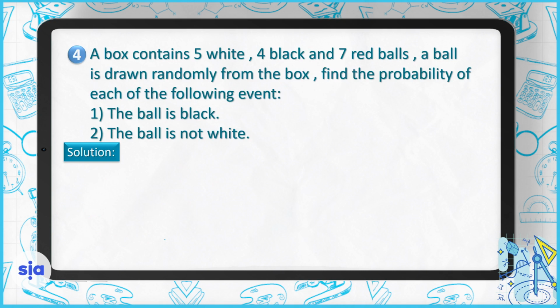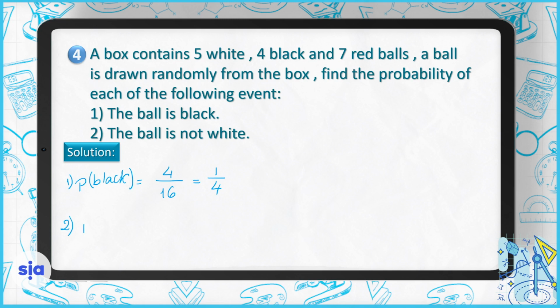Question 4, a box contains 5 white, 4 black, and 7 red balls. A ball is drawn randomly from the box. Find the probability of each of the following events. The first one, getting the ball which is black. So the answer of number 1, the probability of a black is how many black balls do we have? Yes, excellent. It's 4 over, what's the total number of balls do we have? It's 16. If you simplify this, it will be 1 over 4.